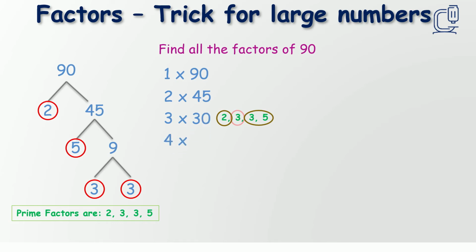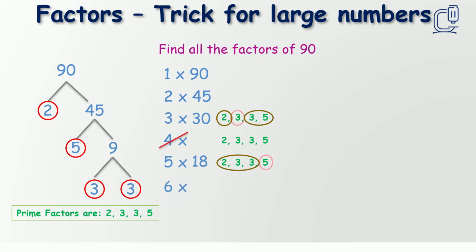Let's move on to 4. Since when looking at our prime factors, we can't make 4 by using any of the prime factors, we can say 4 does not go into 90 to give a whole answer. So 4 is not a factor. For 5, we have a 5 in the prime factors. So let's circle that. And if we multiply the remaining numbers, which are 2 times 3 times 3, that gives us 18. So 5 times 18 gives us 90.